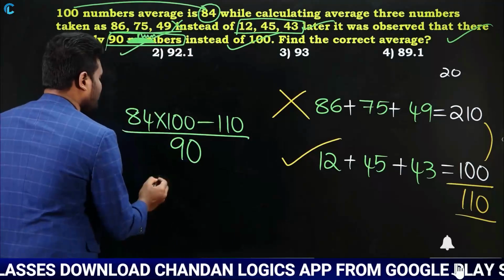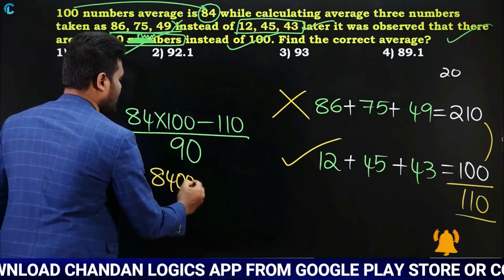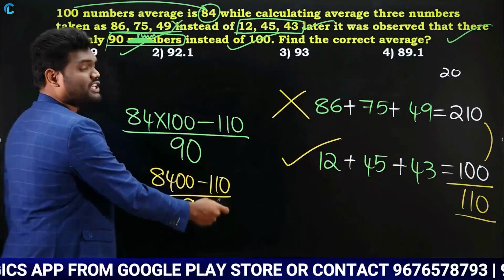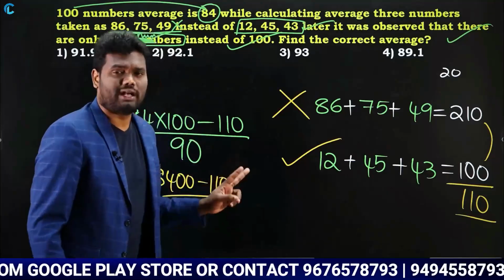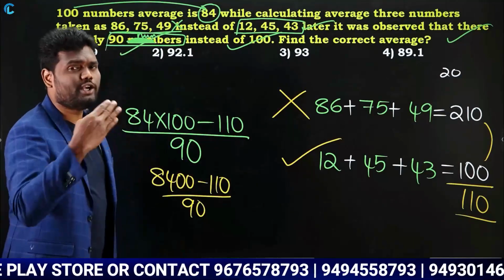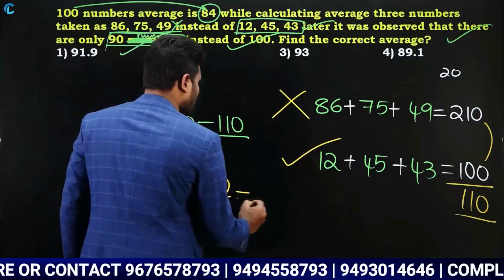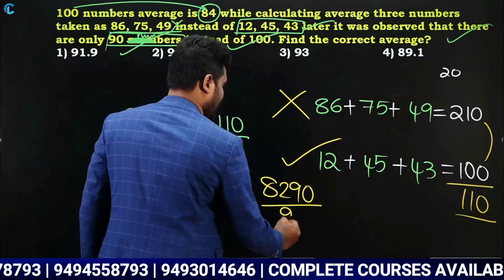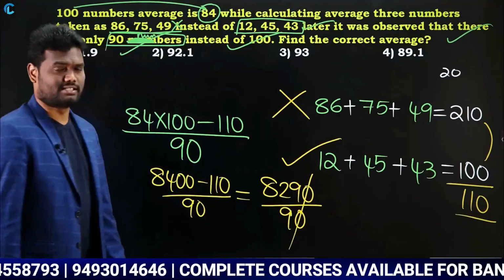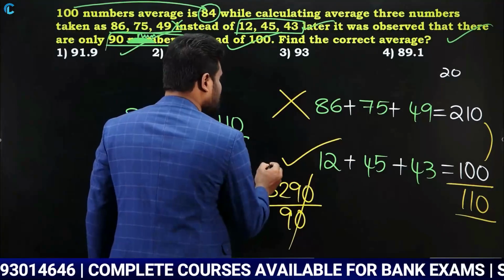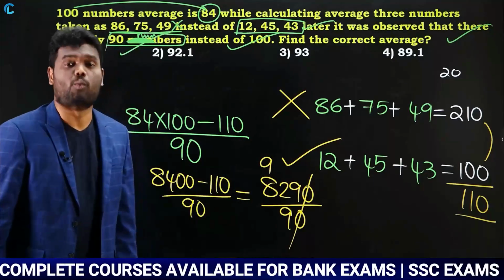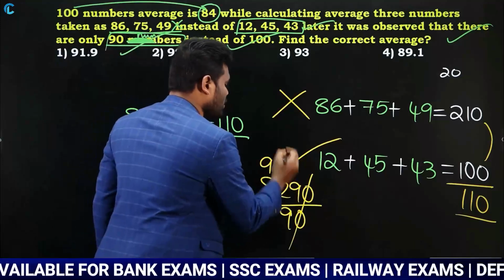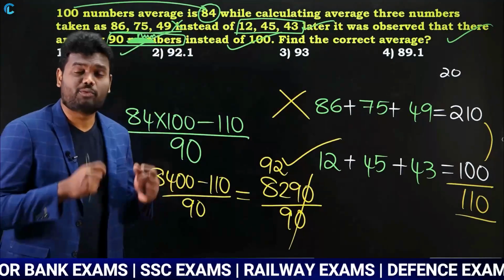Now calculate: 84 into 100 is 8400, minus 110, divided by 90. 200 minus 110 is 90. Out of this 8400, already 200 was deducted, remaining is 8200, so 8290 divided by 90. The 0 and 0 get cancelled. Now 9 how many times? 9 times it is 81. After that you're left with 19. 9 twice is 18. Again you're left with 1 remainder.